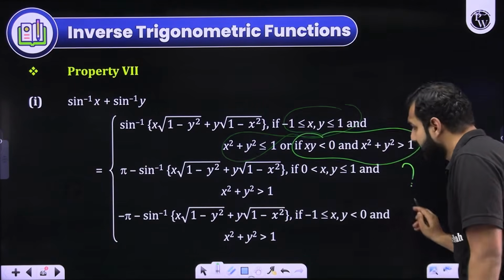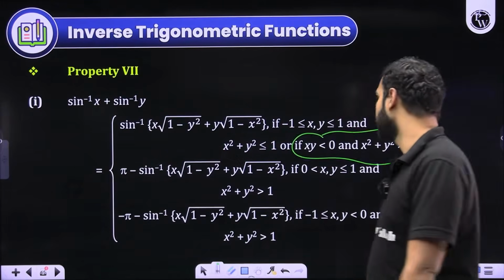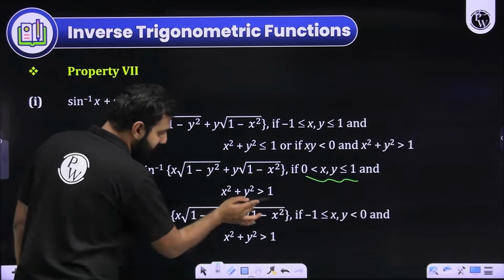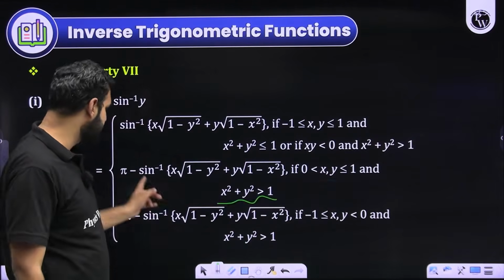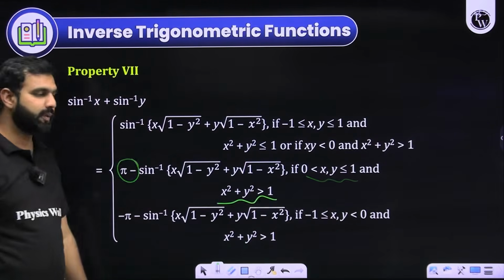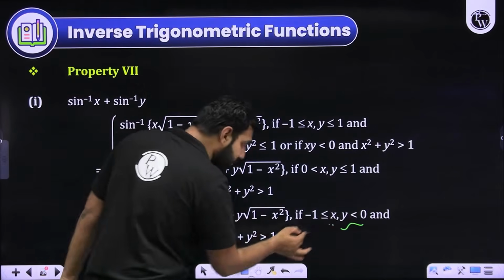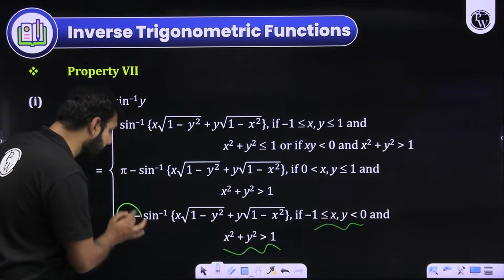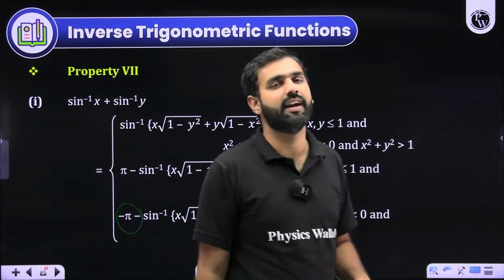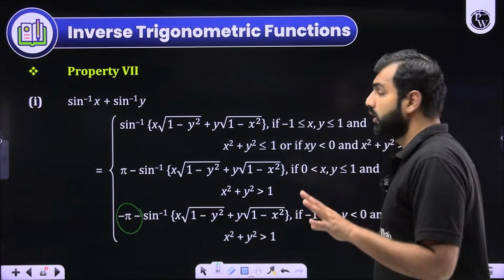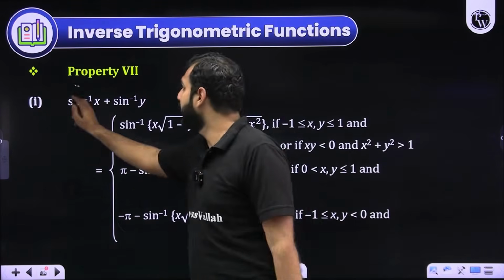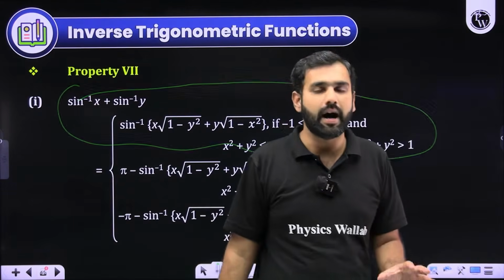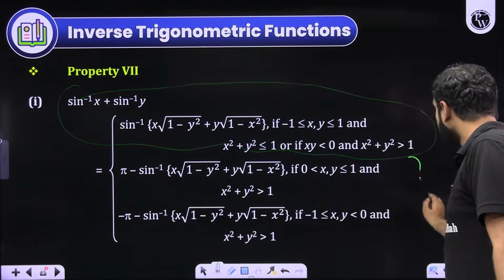Otherwise, in the other two cases, this is what you must have with you. For example, here, if x and y both are between 0 and 1, and the sum of their squares is greater than 1, then this pi minus is needed. And if they are between -1 and 0 and the sum of their squares is greater than 1, then minus pi minus this is needed. So these are some variants which you need to remember. Of course, usually or mostly in the questions we will end up using this result only. But I will still insist that you don't forget these two conclusions as well.